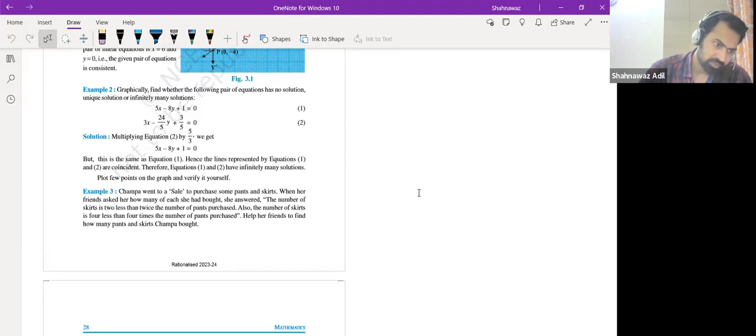In the last problem, you have two equations: 2x plus 3y minus 7 equals 0, and then m minus 1 x plus m plus 1 y and then 3m minus 1. So A2 would be what? A1 is 2, B1 is 3, and C1 is minus 7.